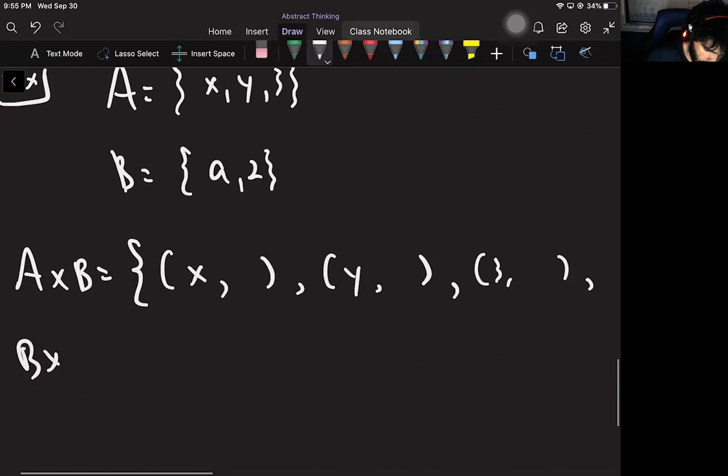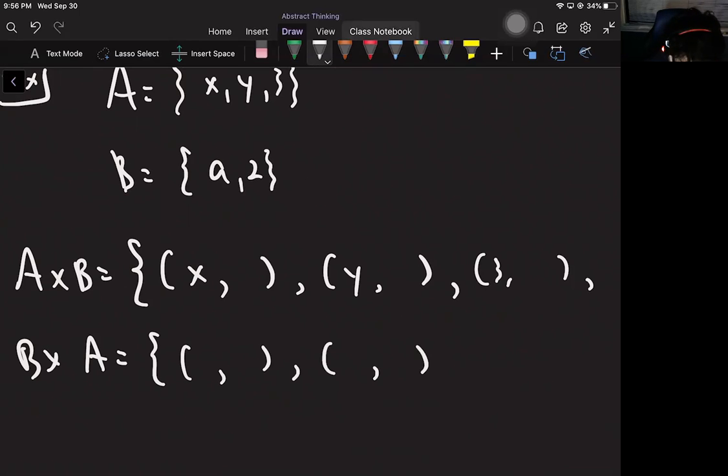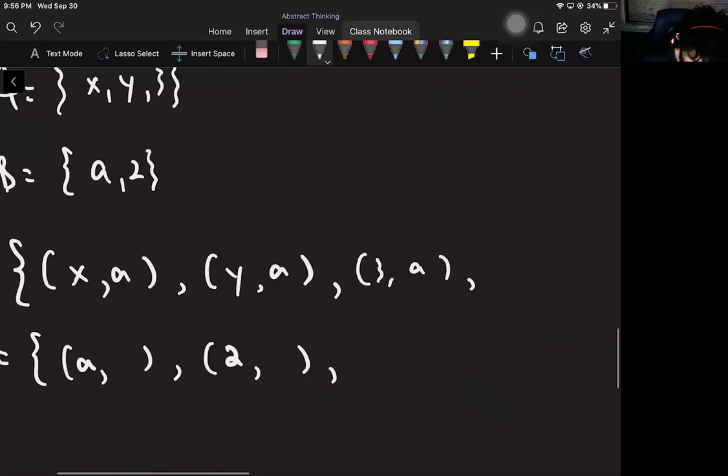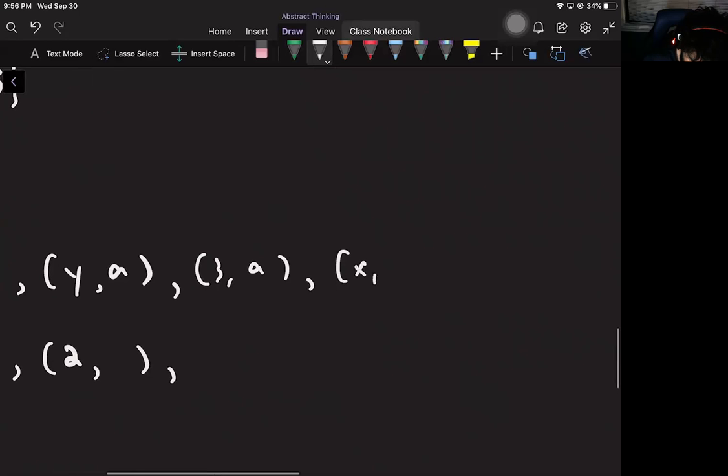Meanwhile, B cross A, the first coordinates for those have to come from big B. So what can the first coordinate be? Now it can only be a or 2. And of course, if you finish it, it's going to repeat. So I guess I'll do that. So X can be paired with a, Y can be paired with a, and 3 can be paired with a. But then I can pair each one of them with 2 instead.